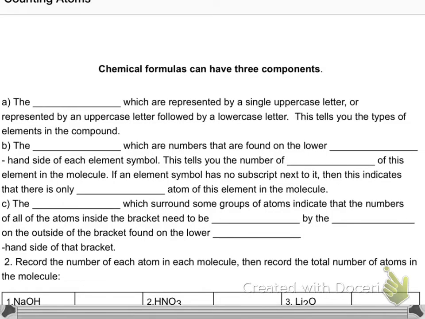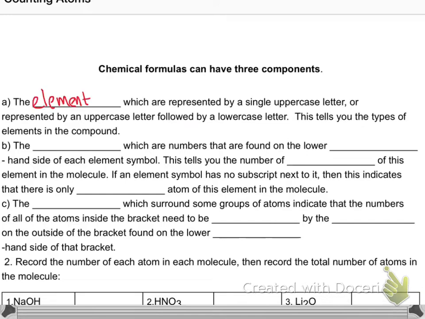Alrighty folks, this is going to be the start of your assignment for today. We're going to start the law of conservation of mass. And in order to do that, we need to learn how to count atoms first, and then our next assignments are going to be about balancing equations. So we're going to learn how to count atoms in a compound first. So first we have to take some notes on how compounds are written.